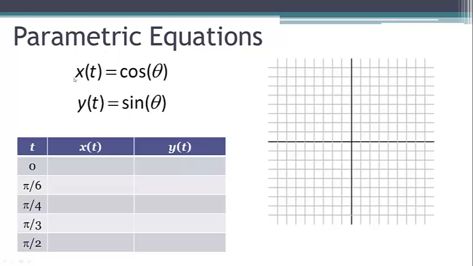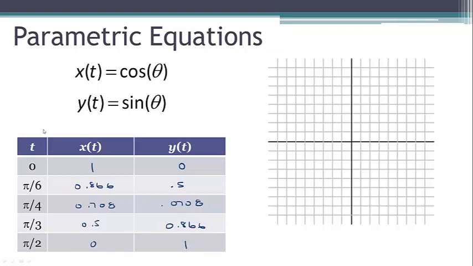Substituting 0 for theta gives us 1 for the x-coordinate and 0 for the y. Pi over 6 gives us 0.866 and 1/2. Pi over 4 gives us 0.708. Pi over 3 makes the coordinates 0.5 and 0.866. And finally, pi over 2 gives us 0 and 1.